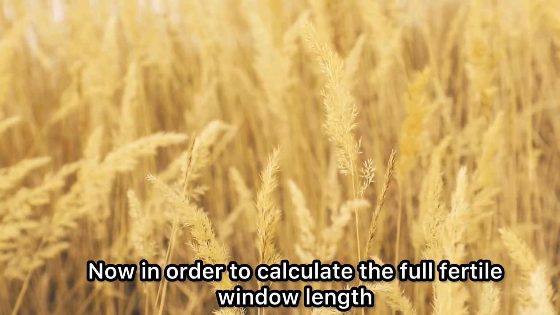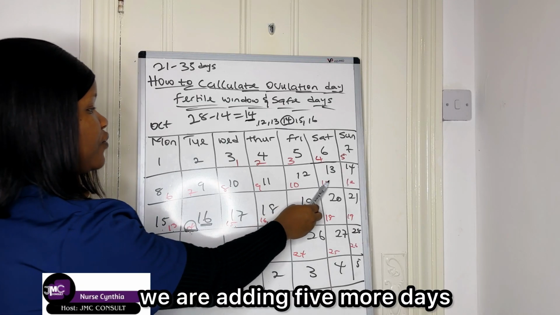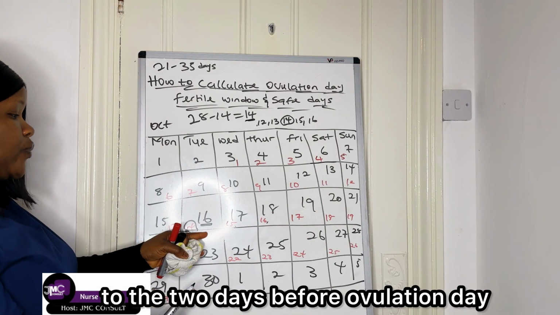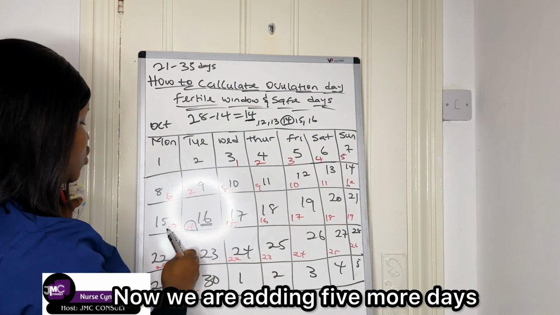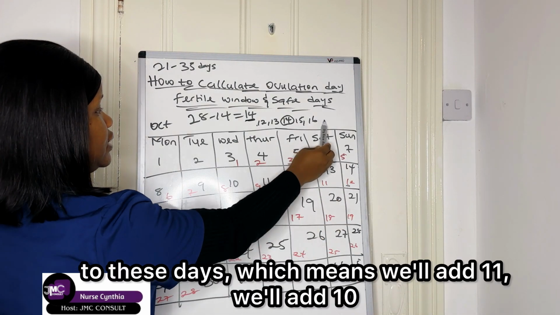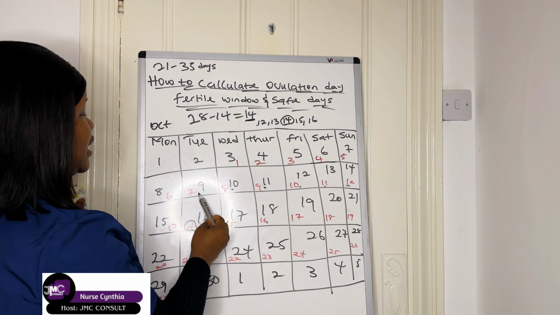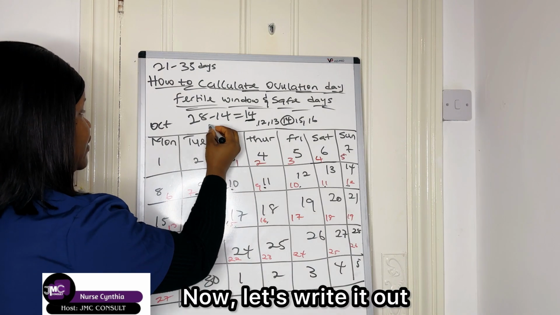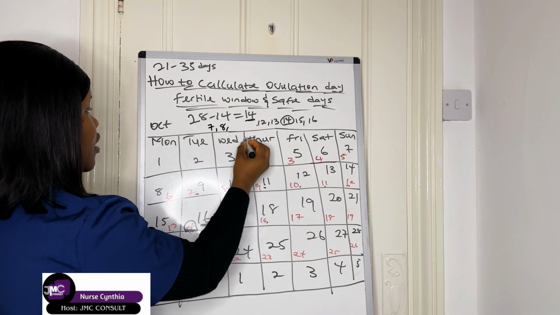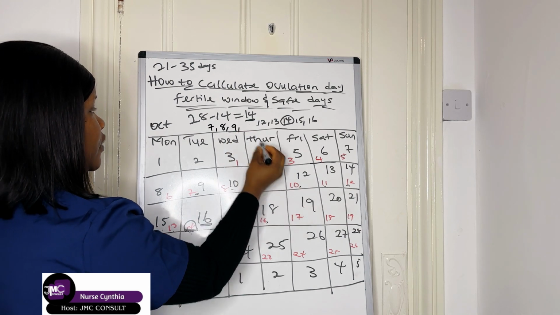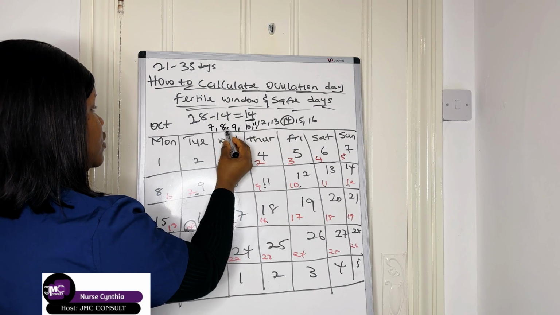Now, in order to calculate the full fertile window length, we are adding 5 more days to the 2 days before ovulation day. Now, we stopped at 12, right? Now we're adding 5 more days to these days, which means we'll add 11, we'll add 10, we'll add 9, we'll add 8, and we'll add 7. Now let's write it out. 7, 8, 9, 10, 11. 1, 2, 3, 4, 5.